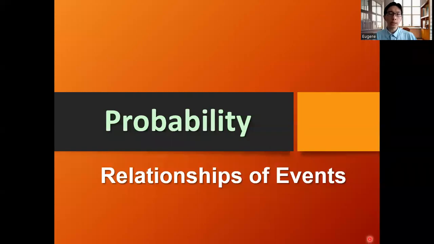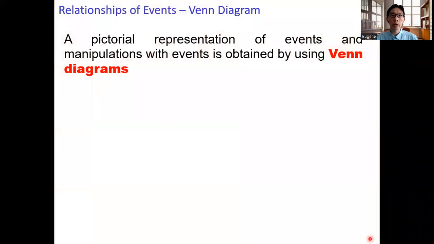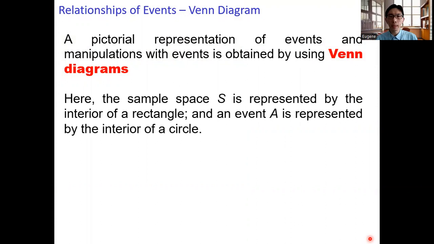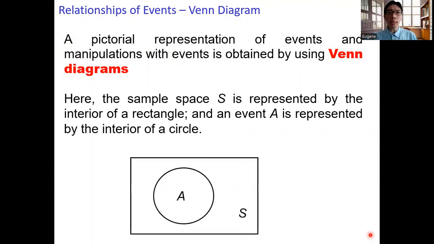Hello, everyone. In this video, we are going to go through some common relationships of events. So first of all, we will use a diagram. A pictorial representation of events and manipulations with events is obtained by using a Venn diagram. Here in the diagram, the sample space S is represented by the interior of a rectangle.